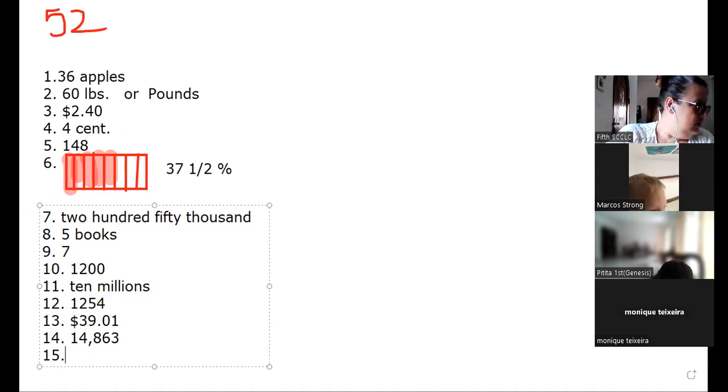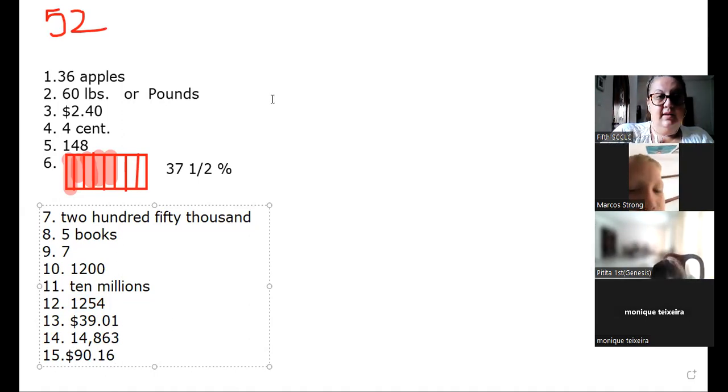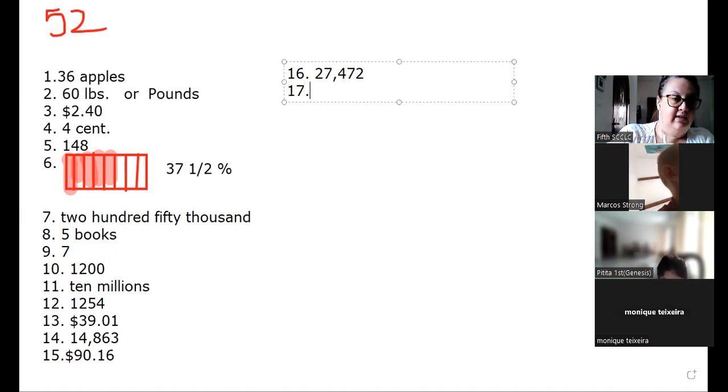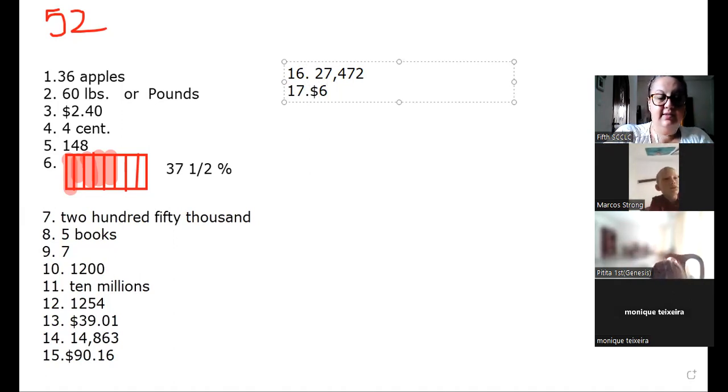15 should be $90.60, 16 cents. Okay, now 16 should be 27,000 with a comma, 472. 17 should have been $6.81.